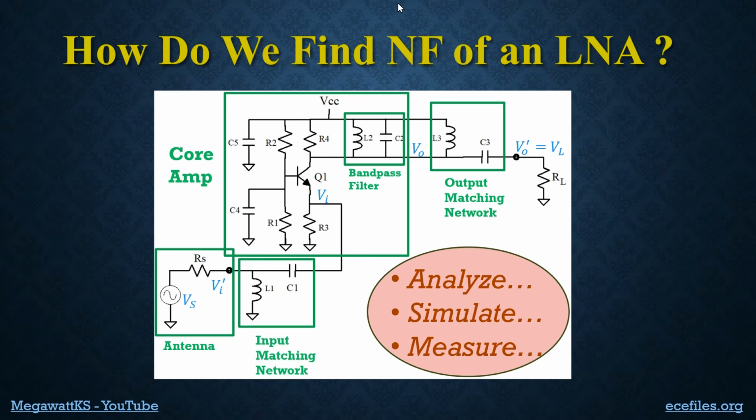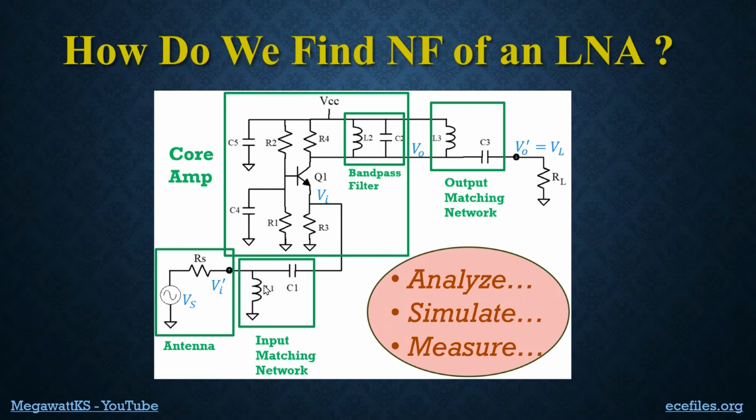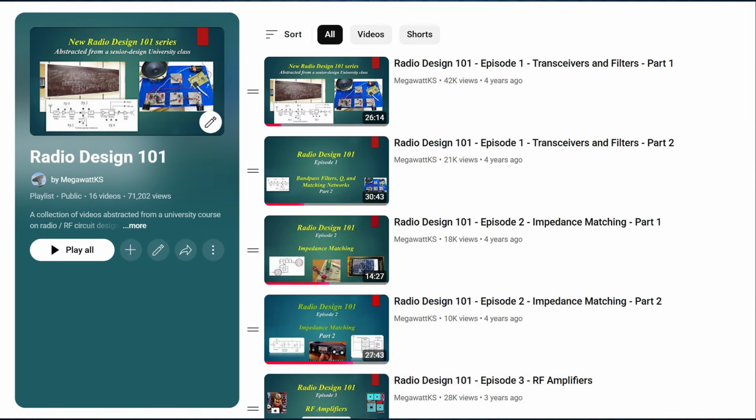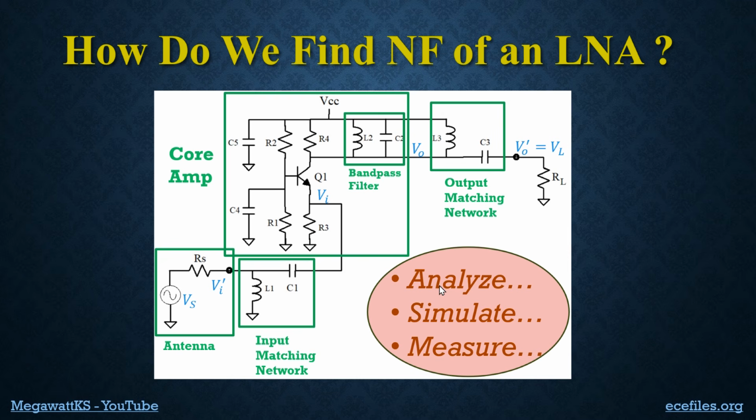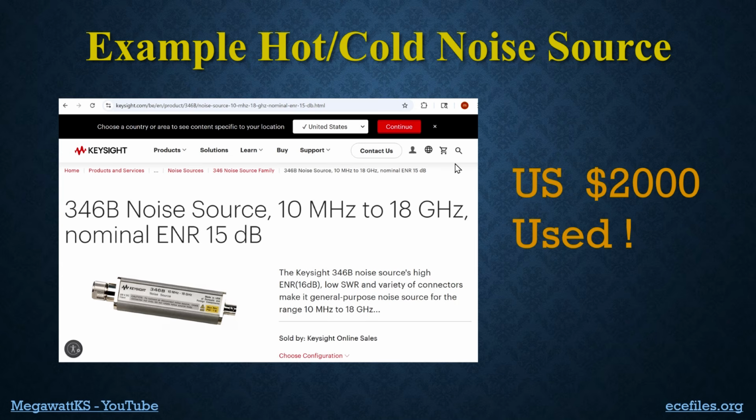So here's the circuit that we introduced in episode 1. It's a common base low-noise amplifier. And this is also covered extensively in the Radio Design 101 series. Today, we're going to talk about analyzing it, but we're also going to talk about how to simulate this and use the simulator to help us, and then how to measure noise figure. And just for fun, at the end of the section on measurements, I'm going to propose a little homemade noise source that you could build a lot cheaper, like $60, than a commercial one, if you want to do some of these kind of measurements. All right, let's get going.